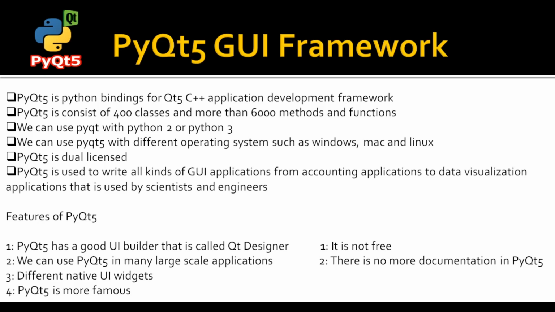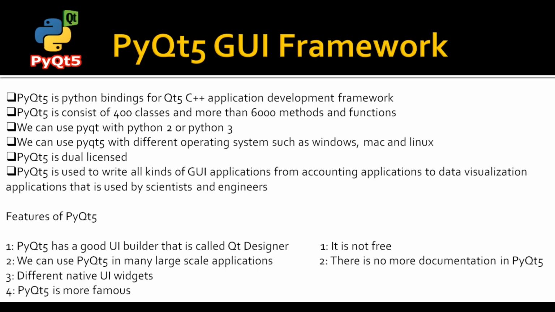Also, PyQt5 consists of 400 classes and more than 6,000 methods and functions. We can use PyQt with Python 2 and Python 3. For example, for Python 2 we have PyQt4, and for Python 3 we have PyQt5. Also, we can use PyQt5 with different operating systems such as Windows, Mac, and Linux, because it is a cross-platform GUI framework. Also, PyQt5 is dual licensed.